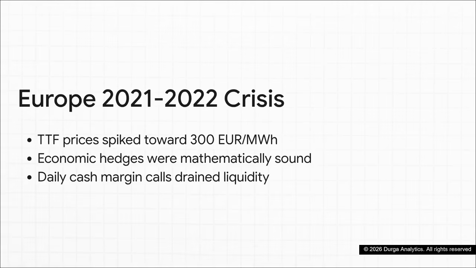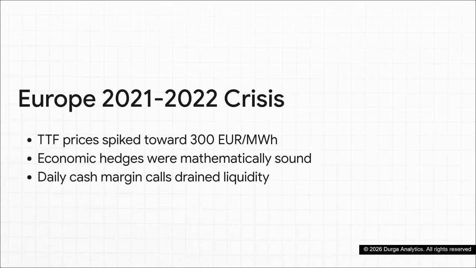Conversely, let's look at what happened in Europe. Here, TTF prices spiked toward 300 euros per megawatt hour. Utilities had hedged their physical customer supply by selling forward on the exchanges, and mathematically, those economic hedges were completely sound. The physical gas they owned gained value at the exact same rate their short exchange positions lost value.